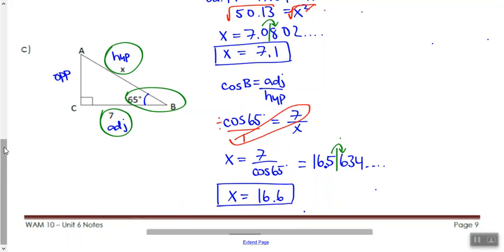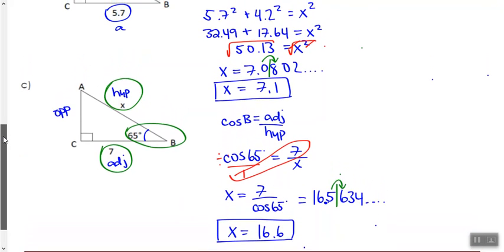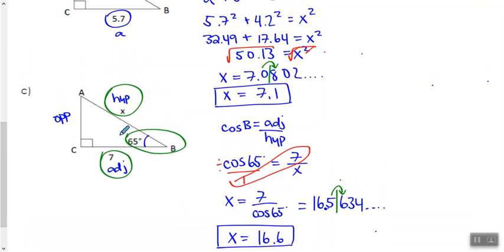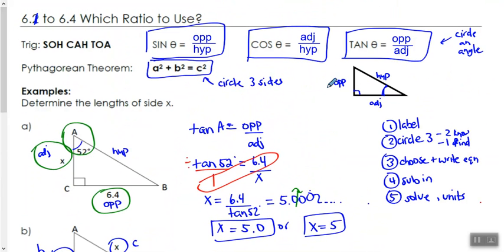Okay, so the biggest thing here, you guys, is just how we were circling 3, and it didn't really matter last time. It's going to be important now to circle your 3, especially if you're having problems figuring out which ratio, or if you're supposed to use the Pythagorean theorem. In order to figure out which one of these you need to use, if you circle 3 sides, you're using Pythagoras. If you have circled an angle and then two sides, you're going to be using SOHCAHTOA.